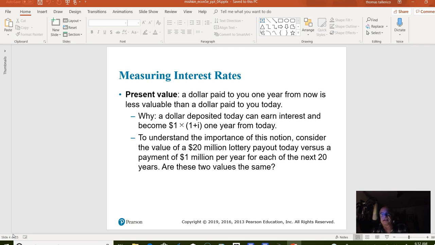So, I mean, they have a nice little example right here, right? So if I gave you $20 million today versus $1 million a year, the question is, are those two values the same? And no, they're not. And this is why most people take a lump sum from the lotto. You ever see when they win the lotto, they give you a choice of payments or a lump sum? And so you could invest that money, right?